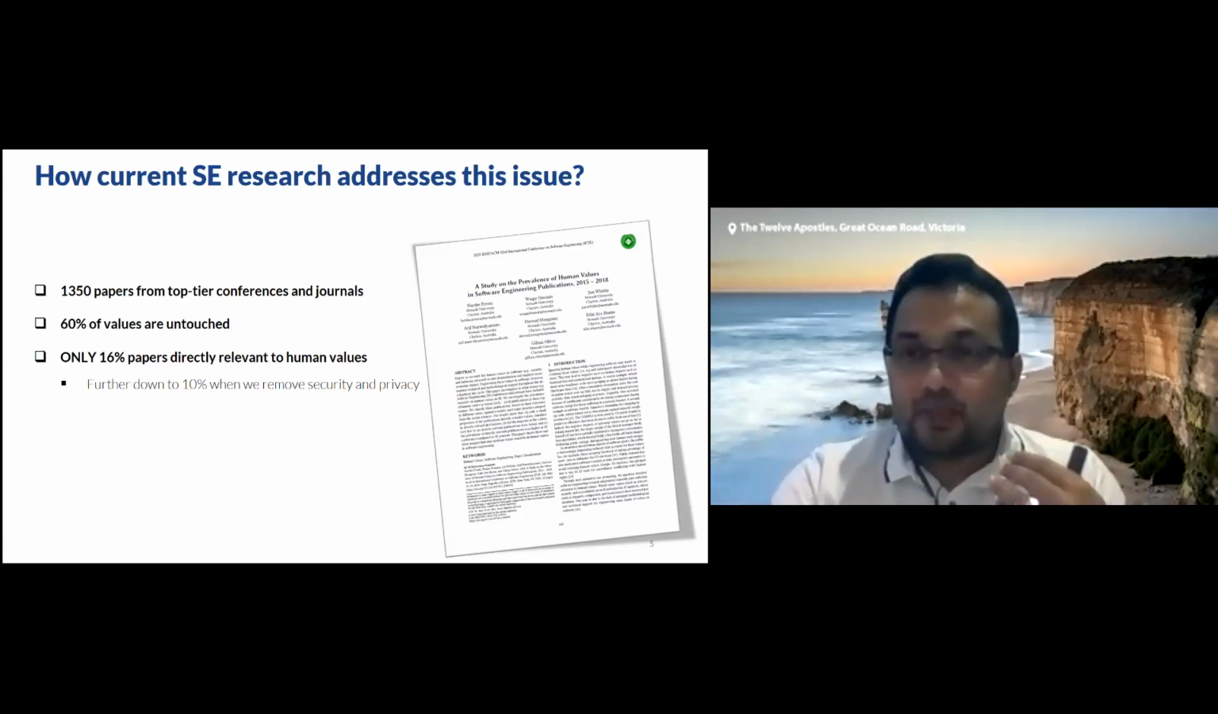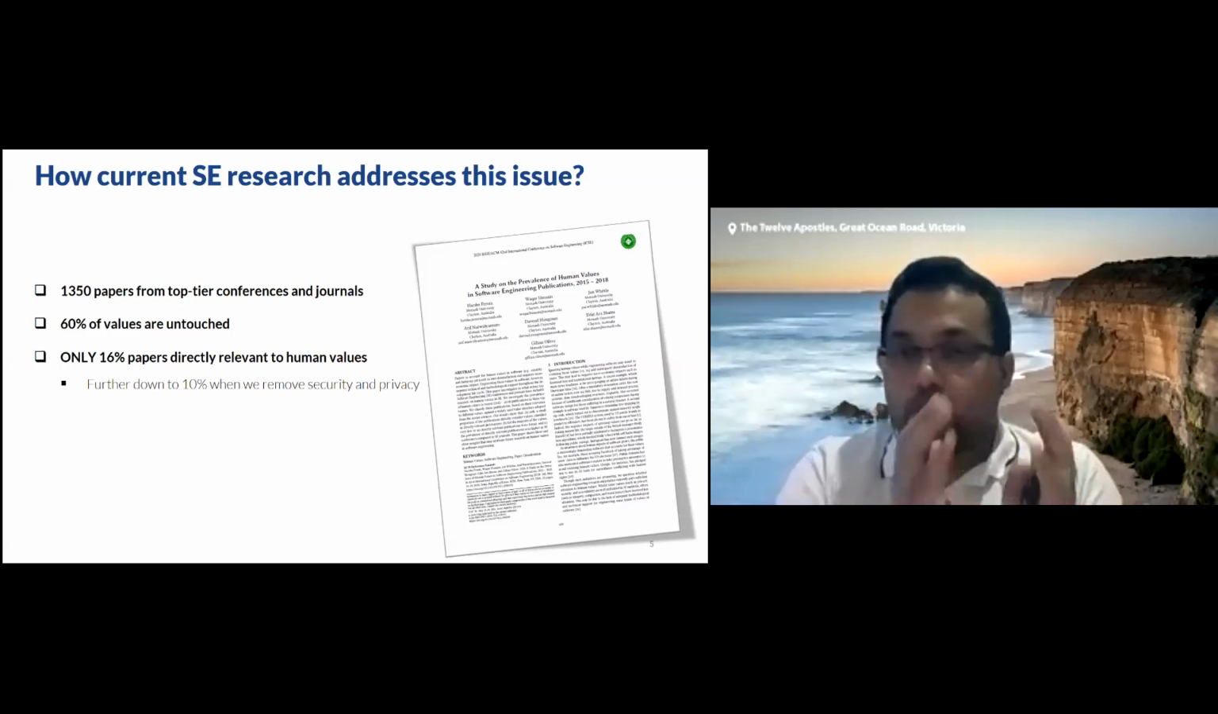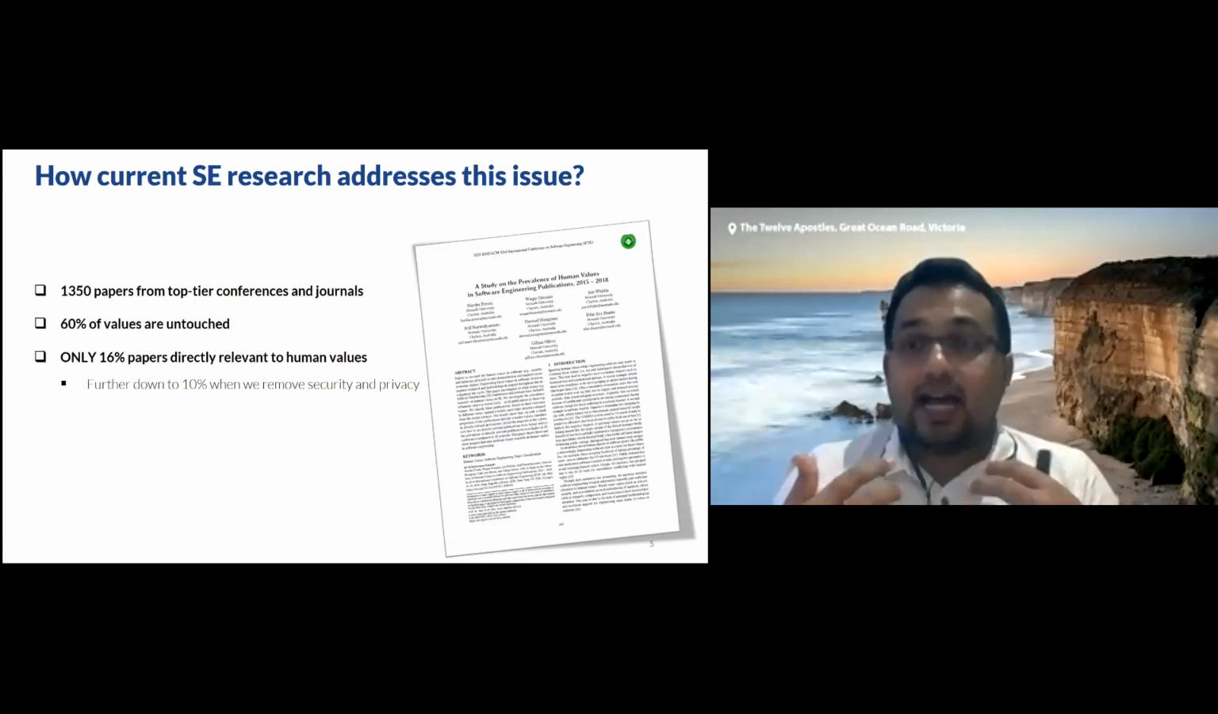So this is something alarming, and it requires some research in this area so that we can take this message and product, or whatever the outcome of our research, to the industry, so that we can develop and deliver these values to the broader community.